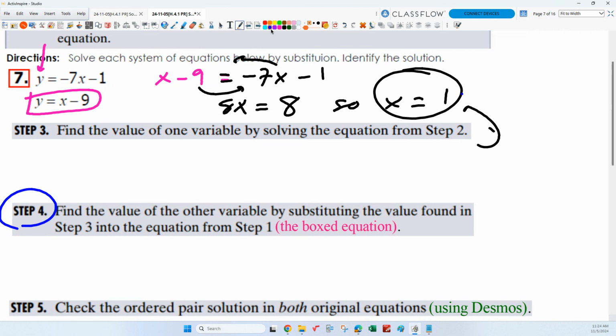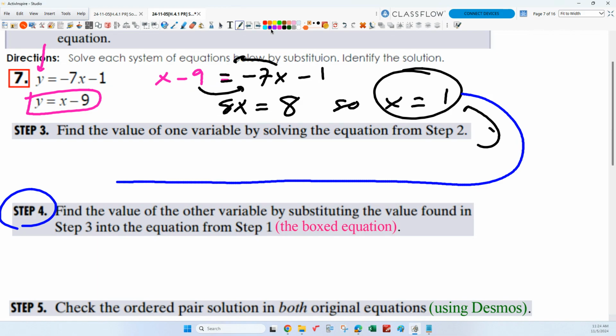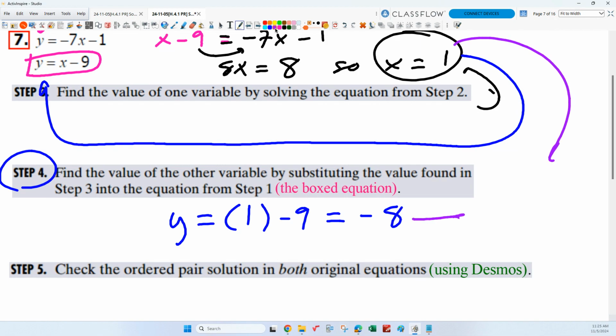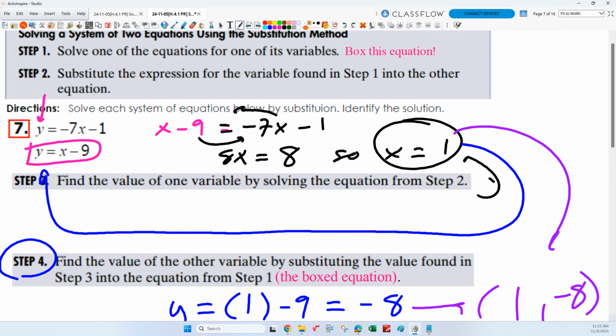we're going to take this value of x that we found and we're going to plug it into the boxed equation. And what's that give us? So we get y equals our x value, which is 1, minus 9, which is what? Negative 8. Okay, so that gives us the ordered pair x equals 1, y equals negative 8. And I could check that by plugging it into both of my original equations just to verify that it works. Okay, make sense? Okay.